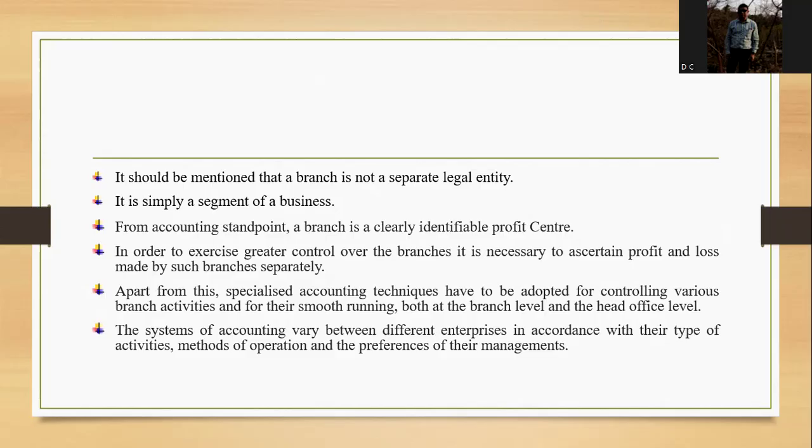The systems of accounting vary between different enterprises in accordance with their type of activities, methods of operations, and the preference of their managements. What type of accounting system a branch will undergo depends on the type of activities. What are the types of activities a branch does? What are the methods of operations a branch will undergo, and the different preferences of their managements. So different types of accounting systems have to be adopted by the head office and ultimately by the branches. It depends on their type of activities, the method of operations and the preference of their management.